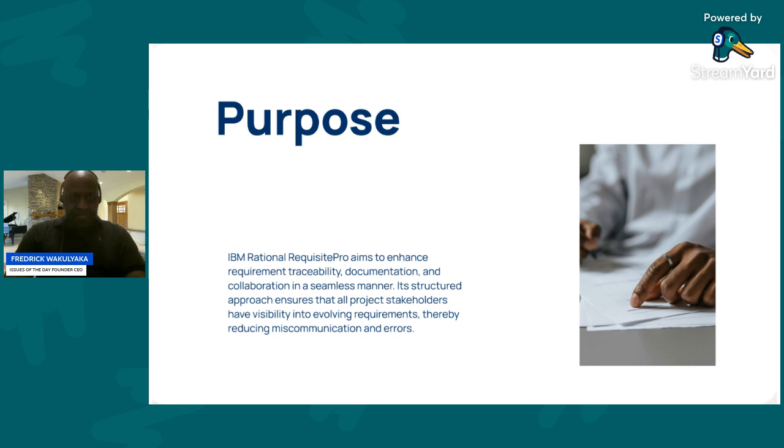Purpose. IBM Rational Requisite Pro aims to enhance requirement traceability, documentation, and collaboration in a seamless manner. Its structured approach ensures that all project stakeholders have visibility into evolving requirements, thereby reducing miscommunication and errors.